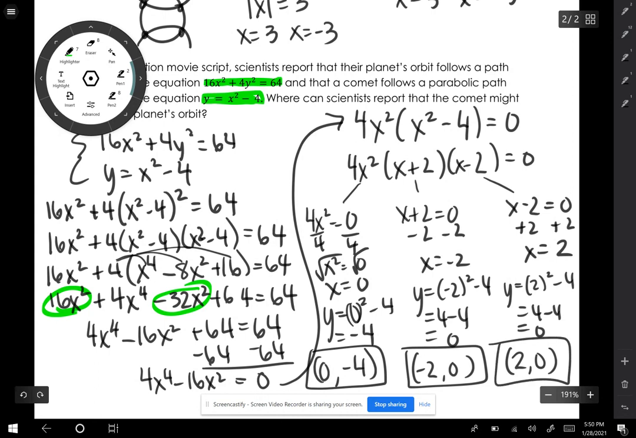So these locations, all three of them, are possible spots where the comet might intersect the planet's orbit.